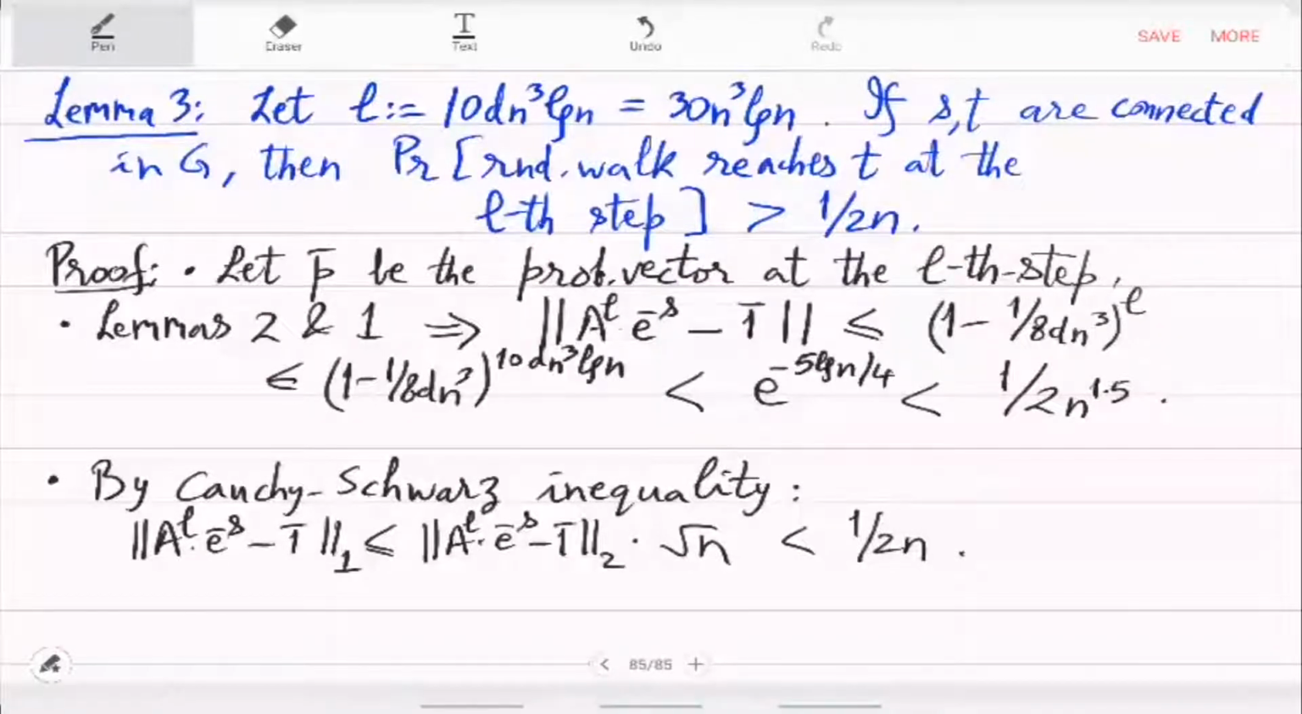So this is the information you have about each coordinate: the sum of the magnitudes of the coordinates is less than 1 over 2n. Which means that if you look at the T-th coordinate, which is the probability of reaching T, that is also smaller than 1 over 2n.